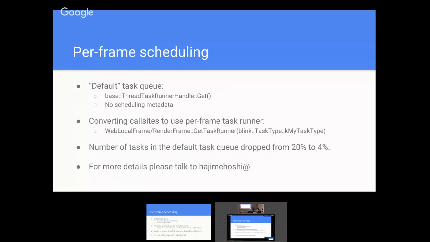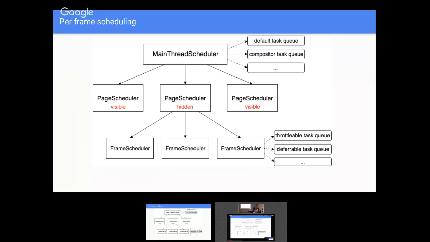So one of the architectural efforts that have been going on in scheduling and in Chrome and Blink overall is the per frame scheduling effort. It is the effort that makes possible all our lifecycle work, and it can be described using these pictures that I drew. So this is the outline of the scheduling architecture in the render process. We have the main thread scheduler, which is responsible for scheduling things on the main thread. It has a bunch of page schedulers, one for each page, and each page scheduler in its turn has some frame schedulers for frames.